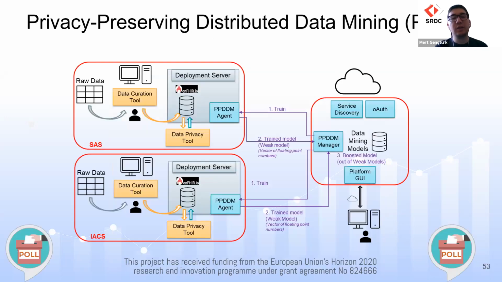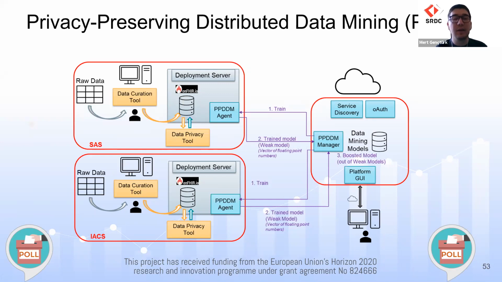So this was the demonstration of the tool. Now, finally, I would like to talk about the privacy-preserving distributed data mining part. So in the project, as Alicia presented, we have several agents in several countries. For example, on the left-hand side, you see that SAS and YAX are two partners in the project, and these are their architecture.